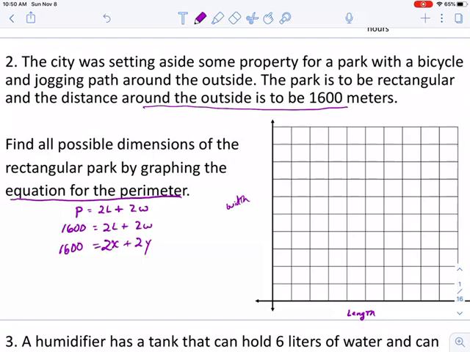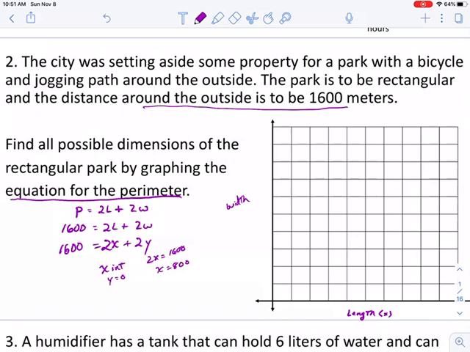Okay. So I decided to use the x-intercept and the y-intercept. Keep in mind that the x-intercept is the x value when y is equal to 0. So if y is equal to 0 in this equation, then 2y equals 0, and then we have 2x equals 1,600. So divided by 2 gives us x equals 800, so the x-intercept is 800.